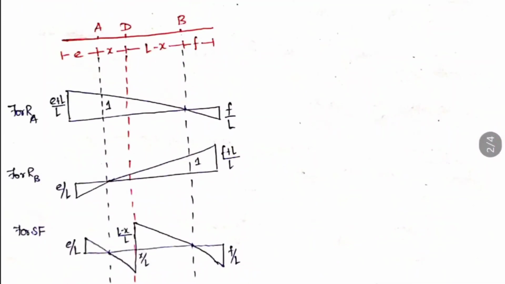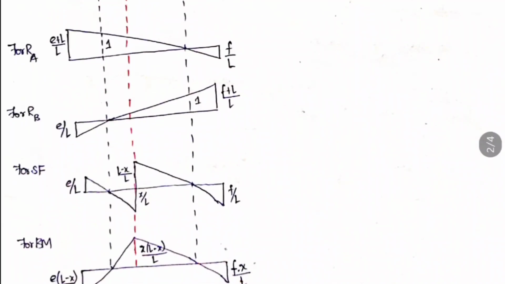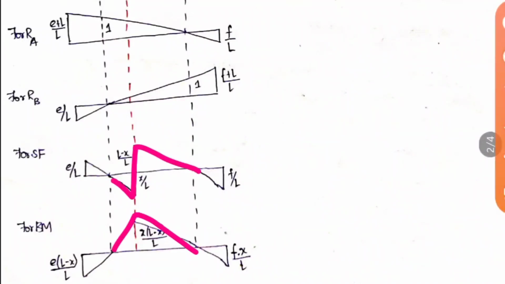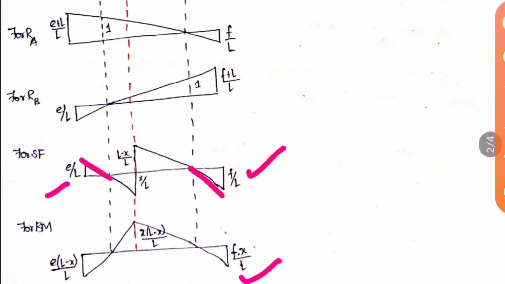The next case we will be seeing is for the shear force and bending moment. This also is the same thing as in the simply supported beam that we have studied, the same values L minus X by L, X by L. Here also X into L minus X by L, the same thing only. Only the extension you want to study here, so you have to extend this here and extend this here. So here it is F by L and here it is E by L for the shear force calculation, and here it is F into X by L, and here it is E into L minus X by L.